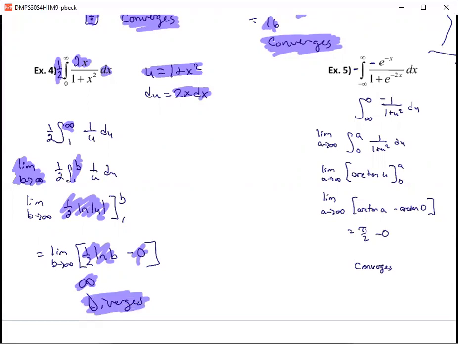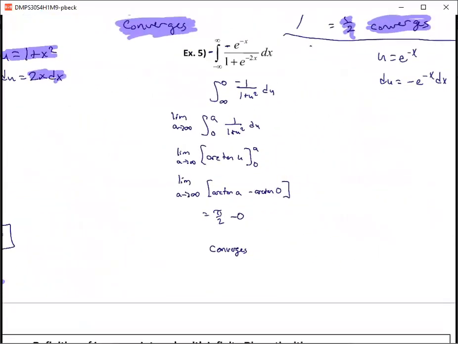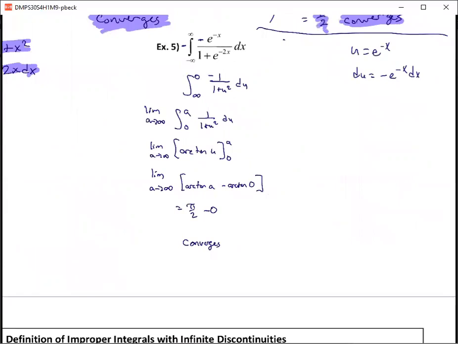Now, for those of you who are wondering what 2x over 1 plus x squared looks like, use Desmos. This video is getting long enough. All right. Problem number 5, u equals e to the negative x. If u equals e to the negative x, there's my du. This turns into an arctangent problem. I turn it into an arctangent problem.